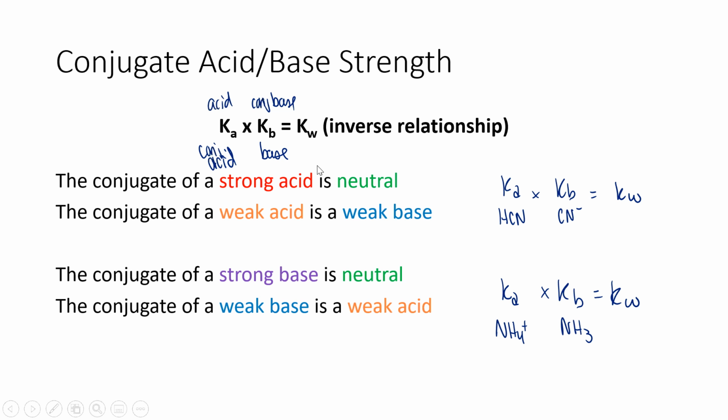So the key thing is its inverse relationship. As a result, the stronger the acid, the weaker the conjugate base. If you have an acid that's so strong that it's one of the strong 6, the conjugate of a strong acid is going to be neutral. The conjugate of a weak acid is going to be a weak base. The conjugate of a strong base is neutral, and the conjugate of a weak base is a weak acid. So this is a main takeaway here: conjugate of weak is weak, conjugate of strong is neutral.